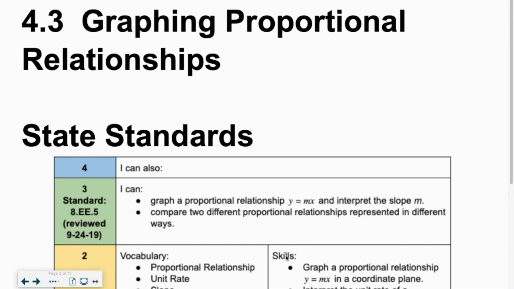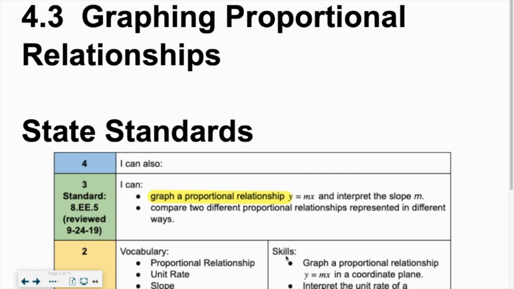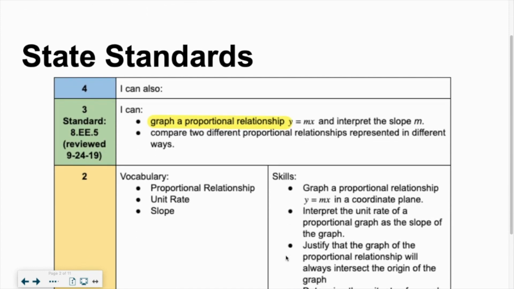Chapter 4, Lesson 3, Graphing Proportional Relationships. In our standard 8.EE.5, you can see, just like the title of our lesson, we have graph proportional relationships. So this standard is touched completely on in this lesson. You can see we're going to be working a lot with this equation, y equals mx plus b. And as we've talked about before, that m is slope. Our vocabulary is slope. The skill is graphing proportional relationships.